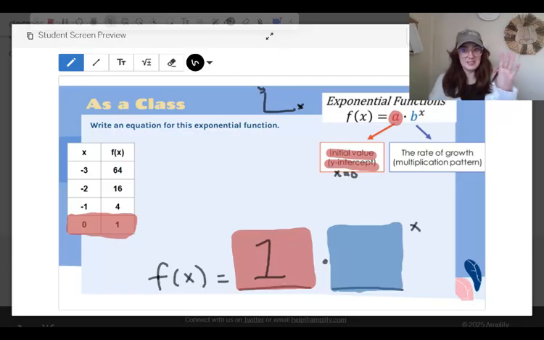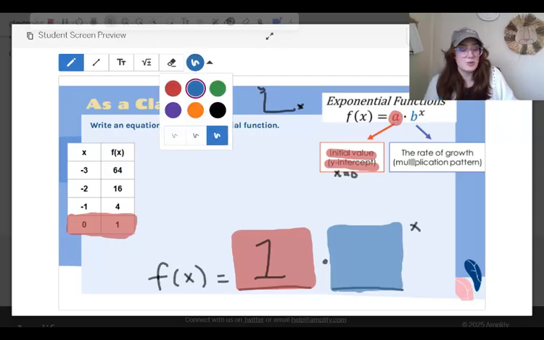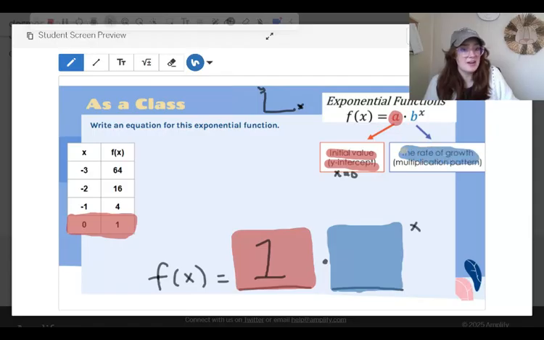I know it seems intimidating. We got this though. Just when x is 0, what is y? Plug it in. Now for b. B is talking about our rate of growth, our multiplication pattern. How are we going from one number to the next?